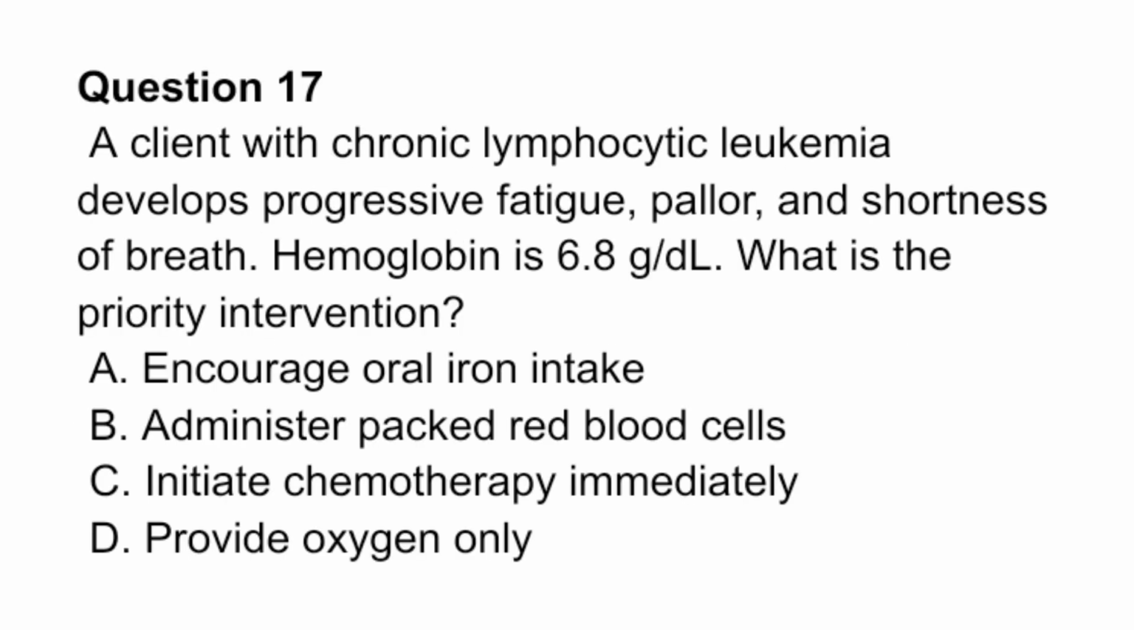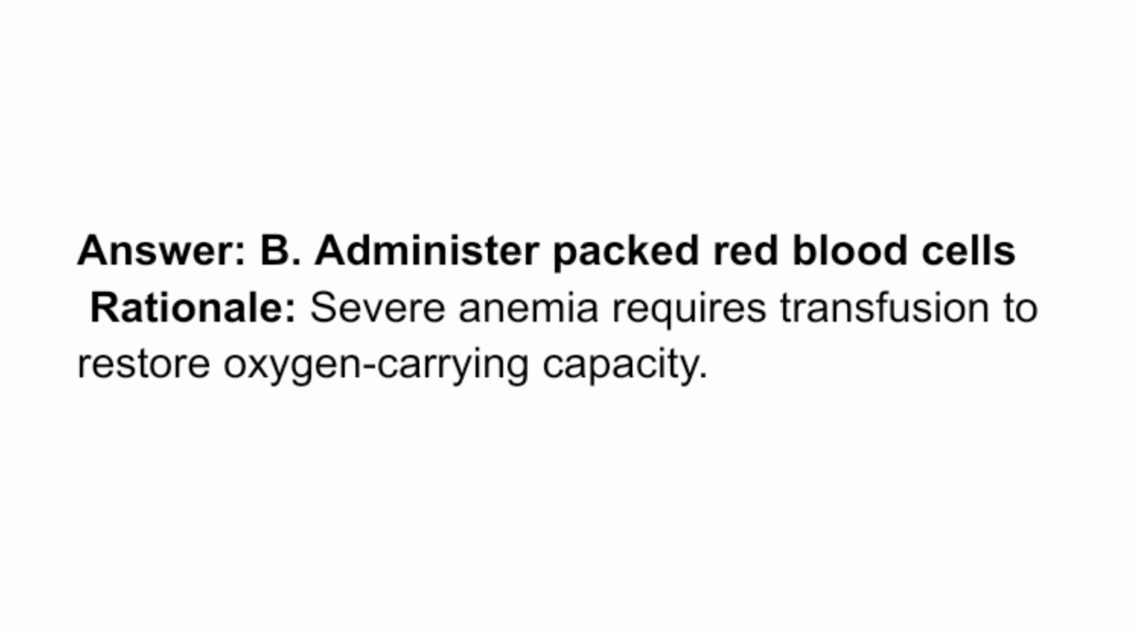Question 17. A client with chronic lymphocytic leukemia develops progressive fatigue, pallor, and shortness of breath. Hemoglobin is 6.8 grams per deciliter. What is the priority intervention? A. Encourage oral iron intake. B. Administer packed red blood cells. C. Initiate chemotherapy immediately. D. Provide oxygen only. Answer B.